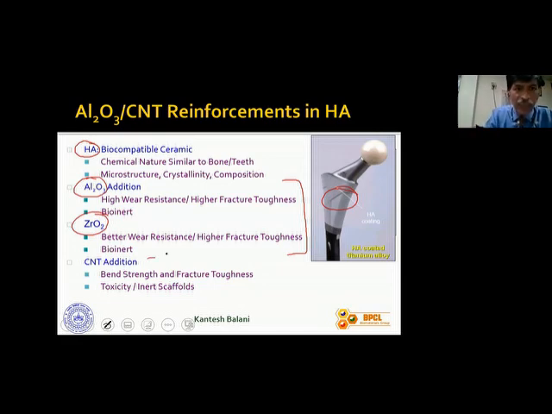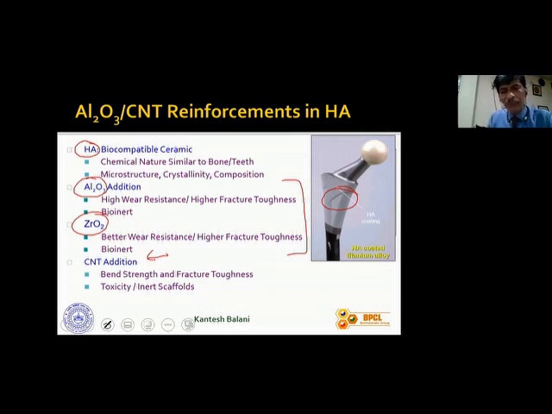So carbon nanotube also is added as an addition. And again, there are two schools of thoughts. Some say that CNT being nanometric in size can act as a needle and then puncture the cell and kill the cell. But I come from a school of thoughts which says that carbon is a form of life. And why should it kill the cell? So I'll also emphasize why we say it so.